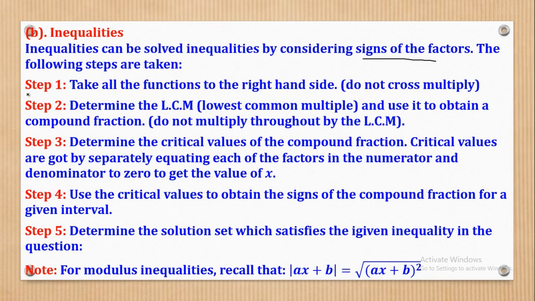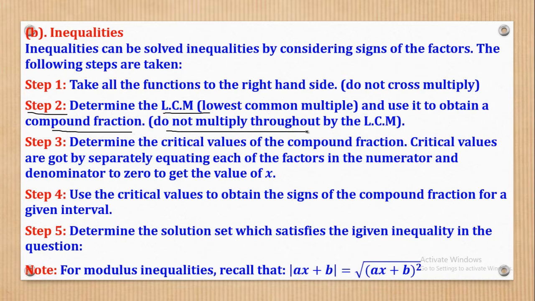So when given an inequality, step 1, take all the functions to the left hand side and do not cross multiply. Sometimes the inequality given will have a fraction, and students usually tend to cross multiply because they are used to that. But in this question of inequality, do not cross multiply, because the moment you cross multiply, everything will be vague. That is step 1. Step 2, determine the LCM and use it to obtain a compound fraction.